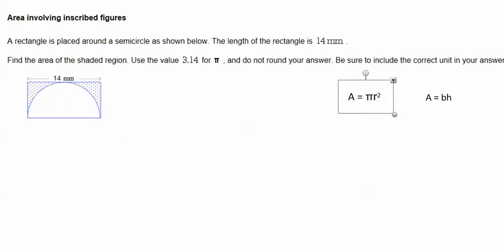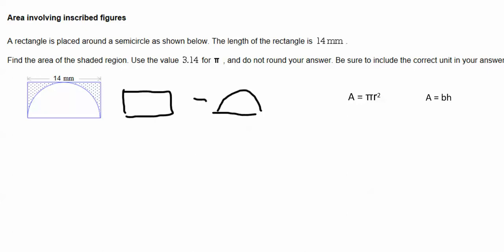Our second example has a rectangle placed around a semicircle as shown below, and the length of the rectangle is 14 millimeters. Find the area of the shaded region, use the value 3.14 for pi, and don't round your answer. Be sure to include the correct unit in your answer. So our shapes plan this time is going to be rectangle minus a half circle, or a semicircle.